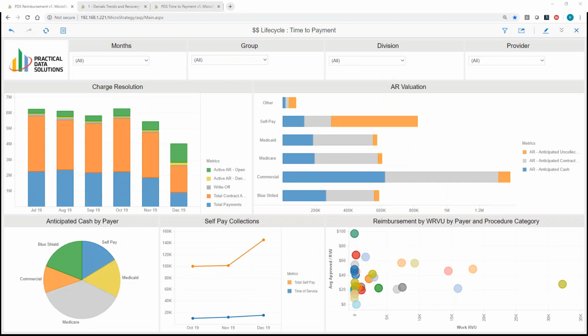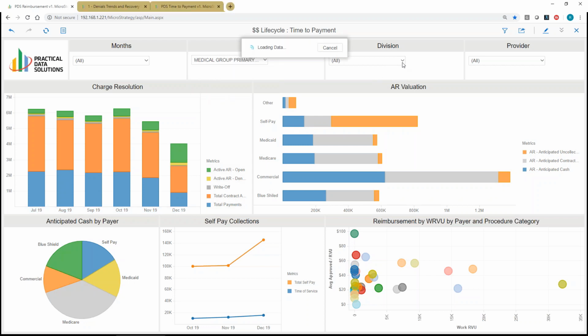So you can see here in a web-based visualization what I talked about before with our charge resolutions, and this one even brings in the charge trend so that you can see the overall volume of the organization and say, are our payments matching the same trend as our charges?